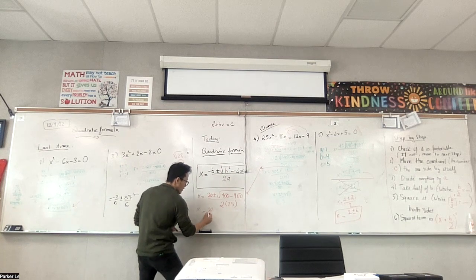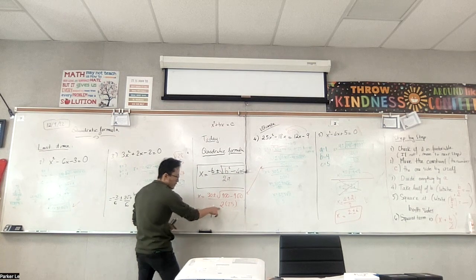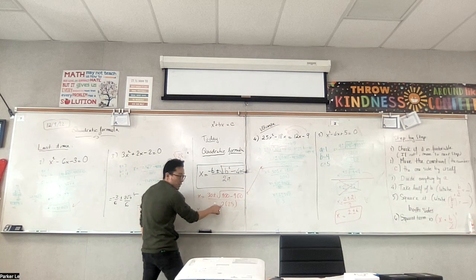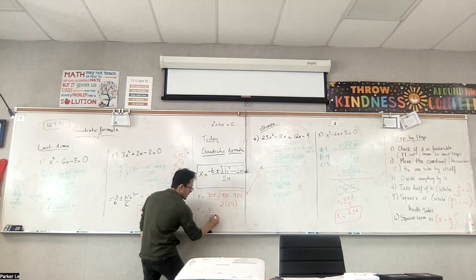Oh, this is very good for the next lesson. Do you see that I still have 2 and 25? I don't cancel it. Why? Because I'm gonna cancel 30 with 2. I don't multiply it yet.